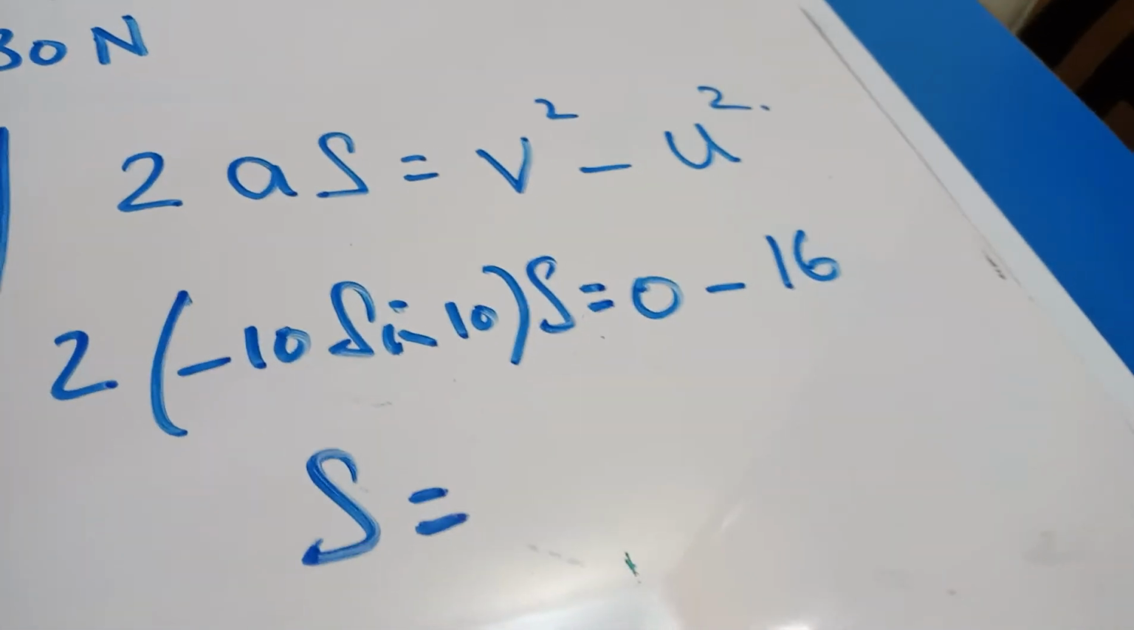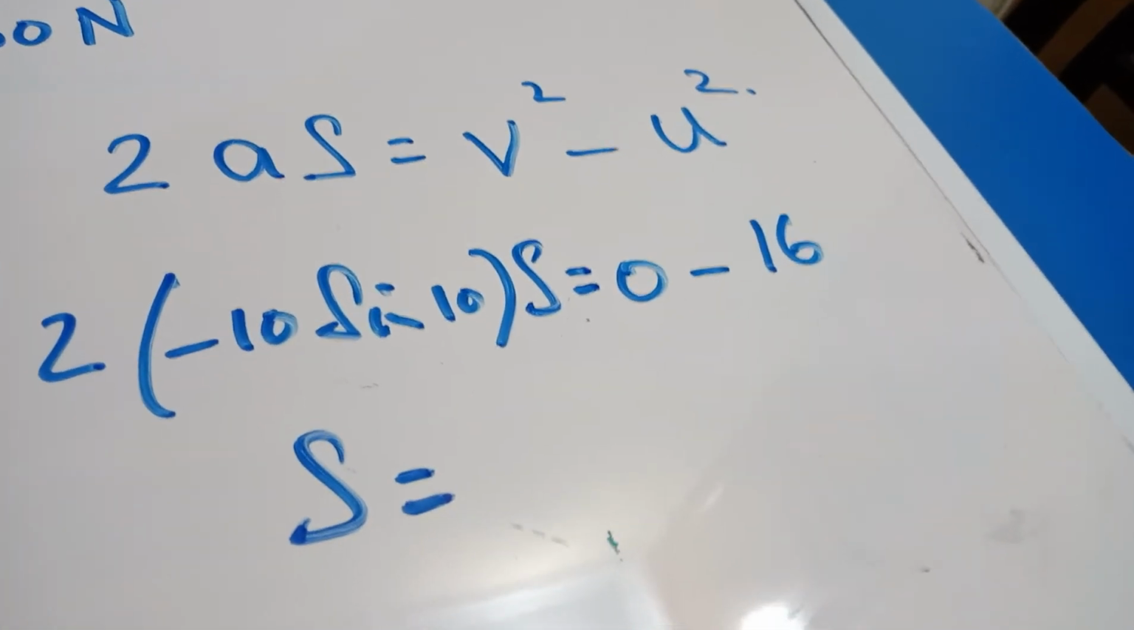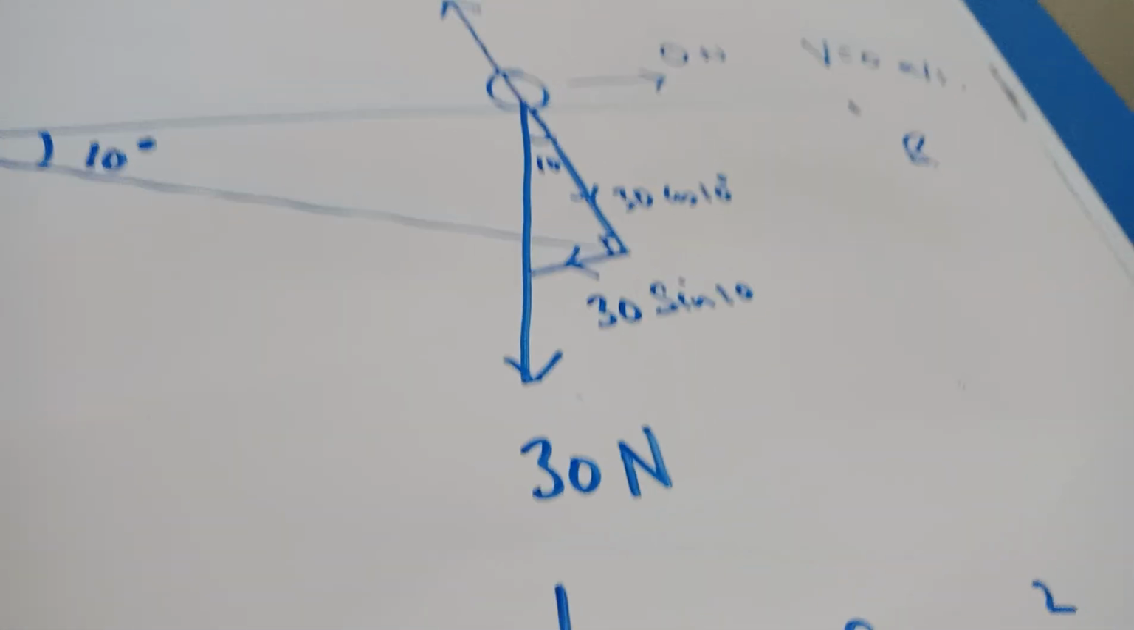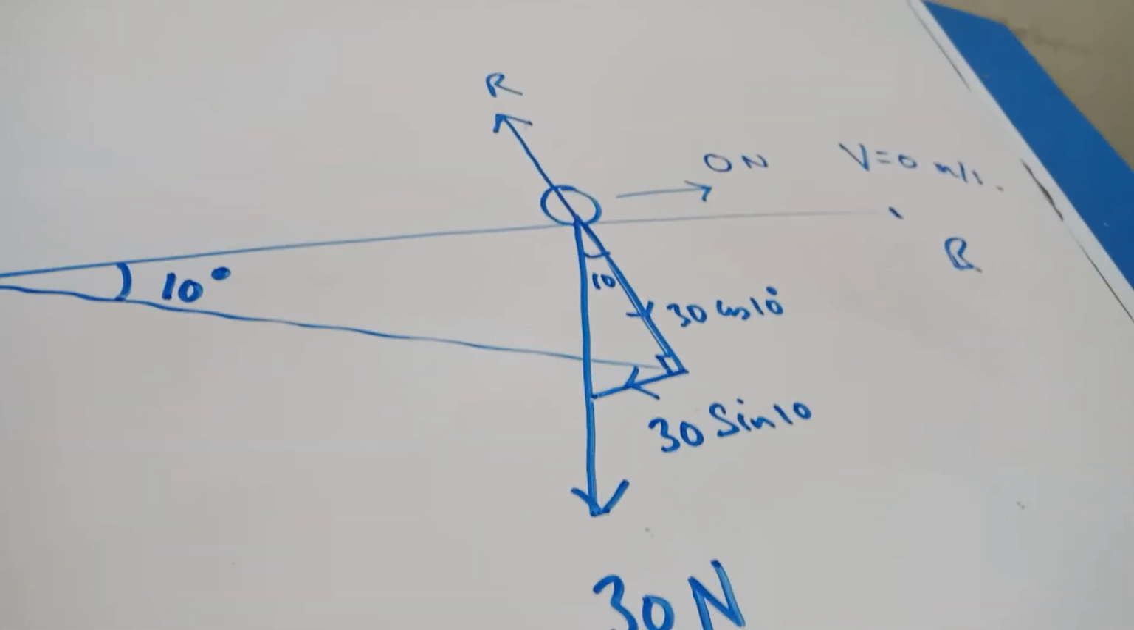In part B, he's asking what assumptions have been made to answer the question. Obviously, we've taken this ball as a particle which is moving up this plane.